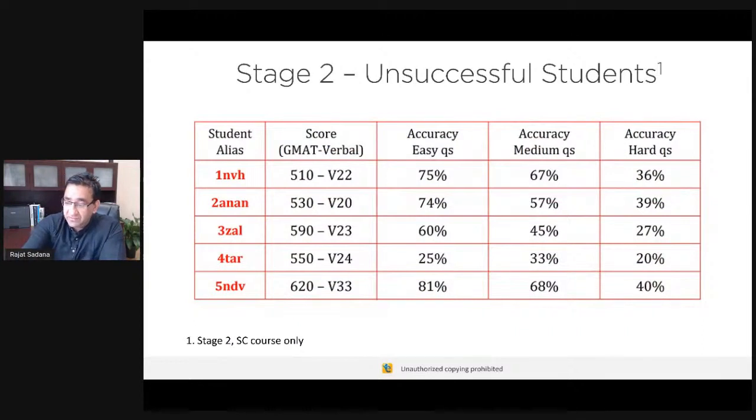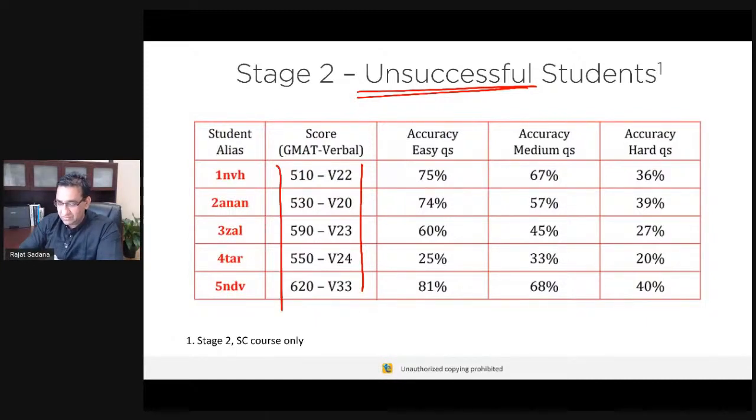These are unsuccessful students. The same data points for unsuccessful students. You can see their verbal scores over here. You can see their end GMAT scores over here. Again, the difference starts to come when you start hitting medium difficulty questions. Not that much high accuracy. And when it comes to hard difficulty questions, pretty much most of the times you're going to see those numbers are lower than 50%. In fact, way lower than 50%.